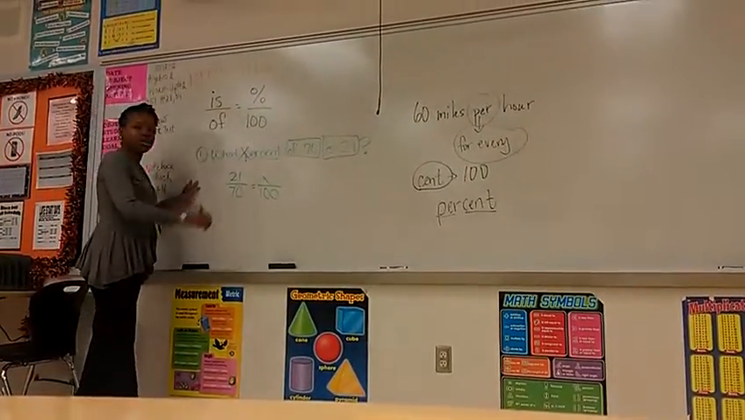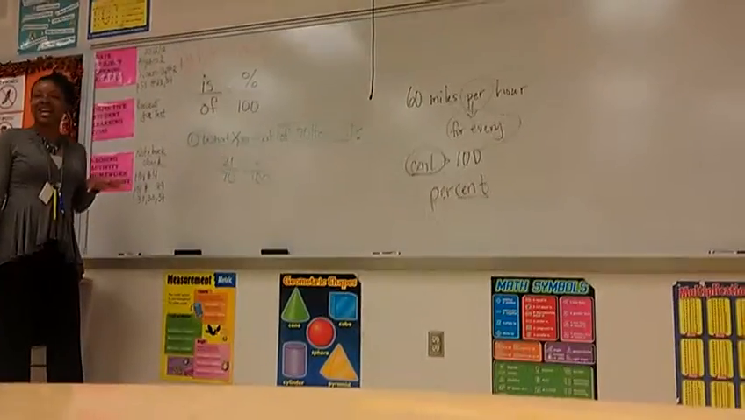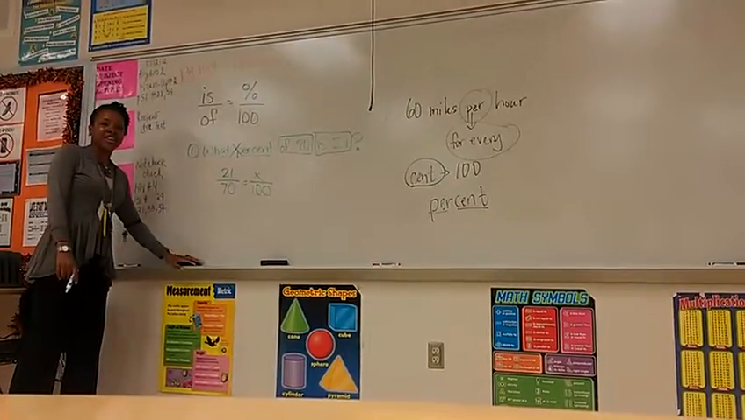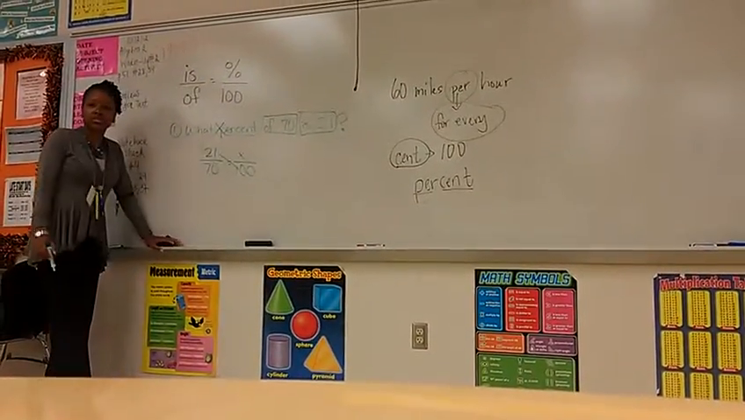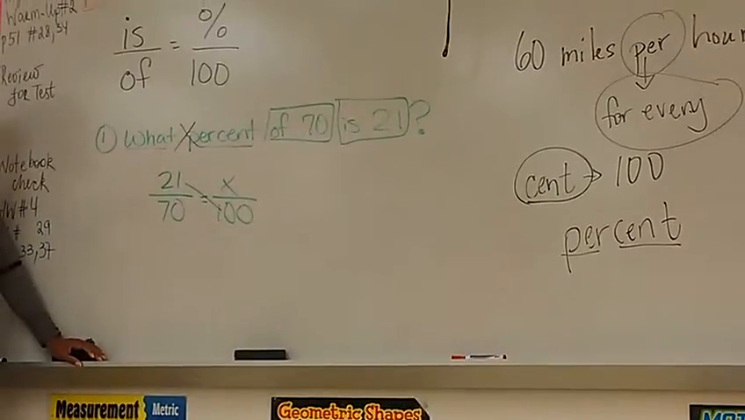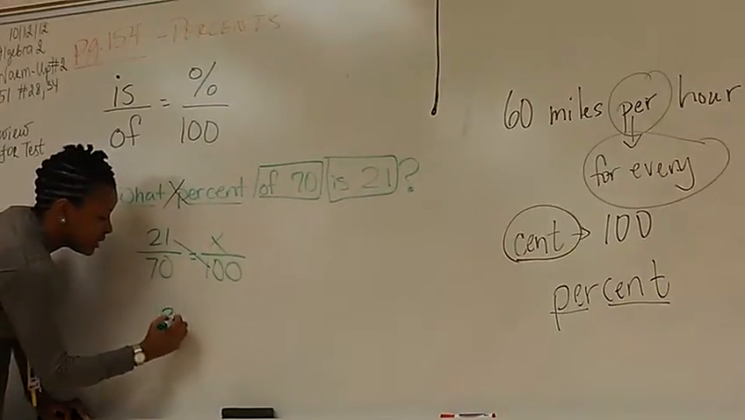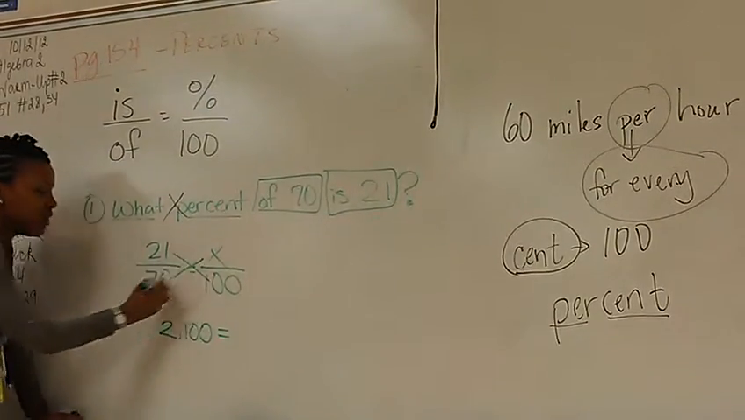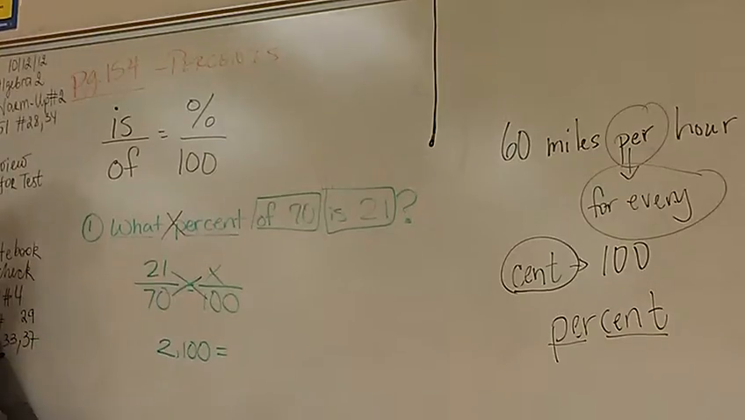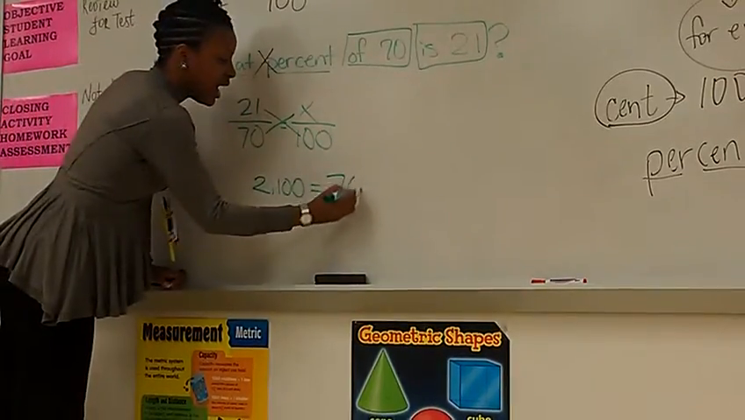Okay, so 21 times 100, 2,100. 2,100 equals 70 times X, that's 70X.